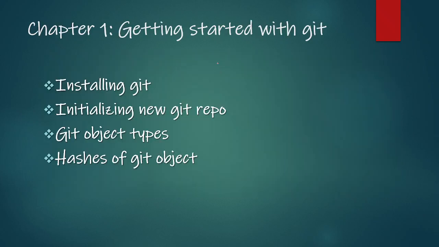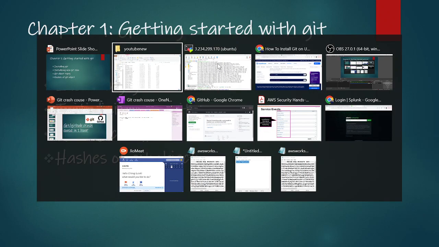Hello all. So we are looking at getting started with Git. So we are going to install Git. We are also going to initialize a new Git repository. We are going to discuss different Git object types. So stay tuned.